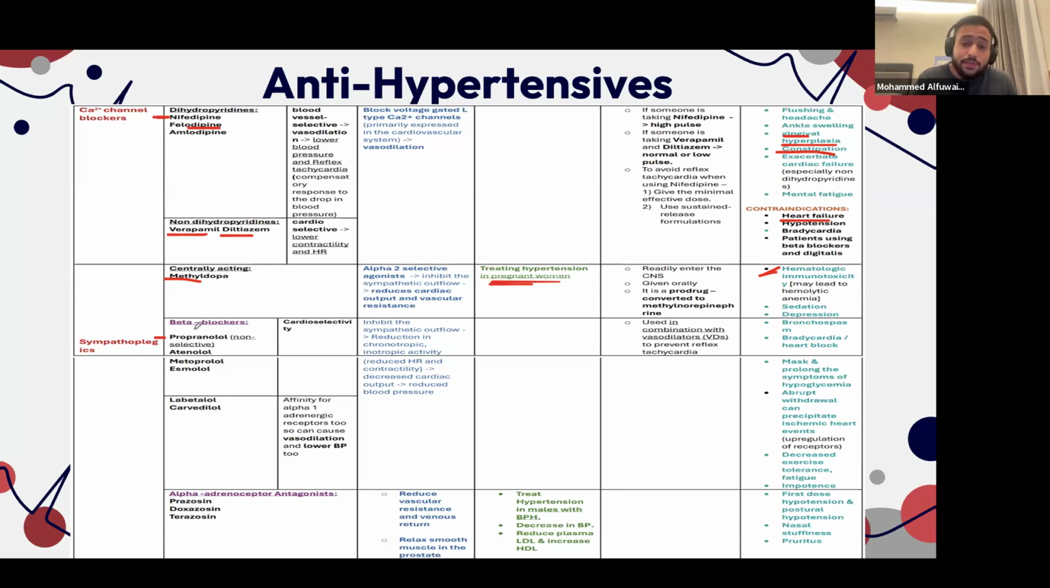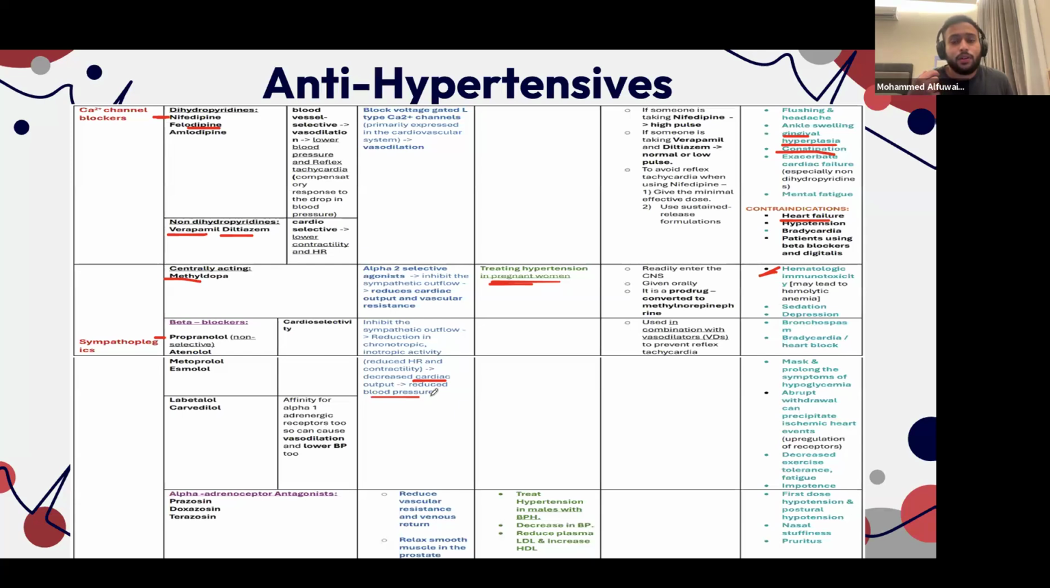So next is beta blockers, okay? Beta blockers, you've studied in POD before. However, it basically reduces sympathetic outflow because of the beta receptors. Most important location is in the heart, okay? So it decreases heart rate and contractility, decreases cardiac output, and reduces the blood pressure through that mechanism.